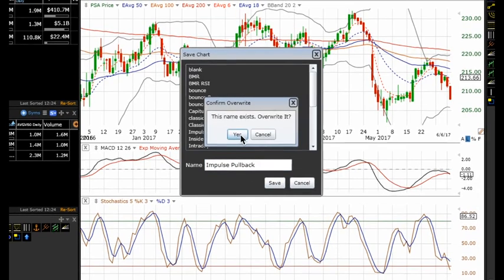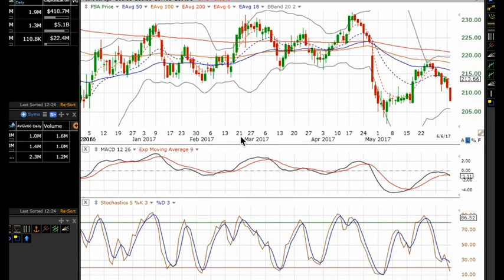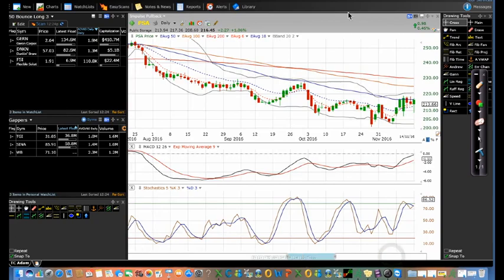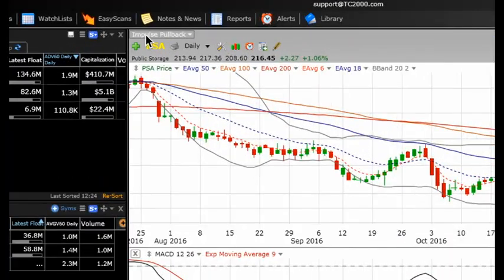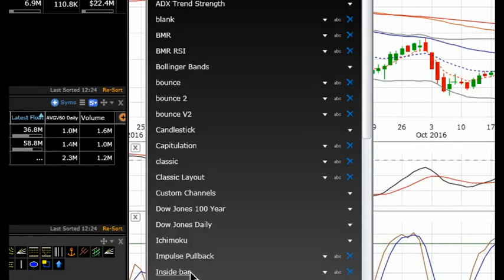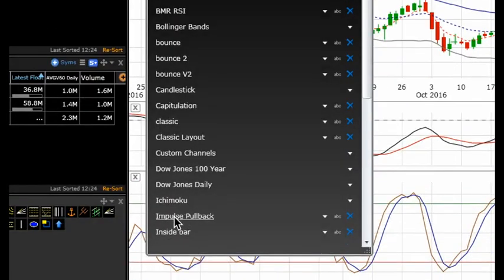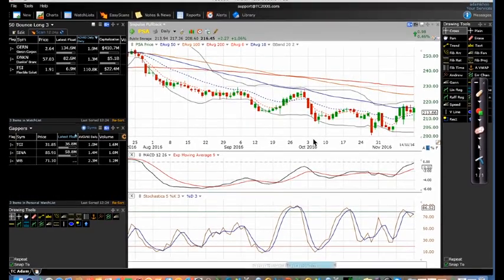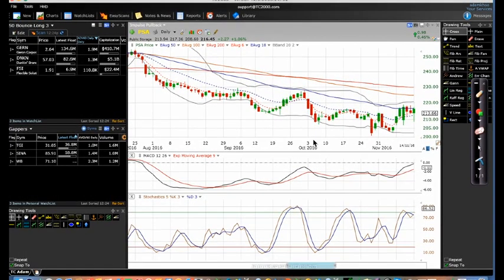All right. Okay, there you go. So the next time we are looking for this setup, we go to charts and choose impulse pullback. Where is it? There, right? And you'll bring out that specific chart. So remember that for every strategy that you're going to learn, it has got a specific set of indicators to use to identify it. Right? So that's how we set up charts for the impulse pullback.